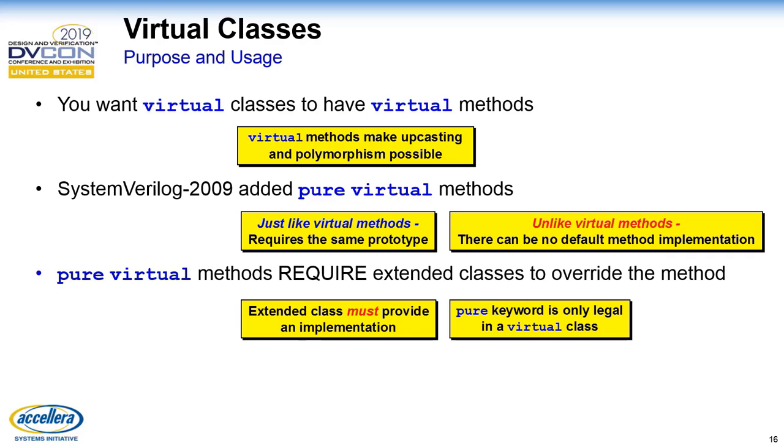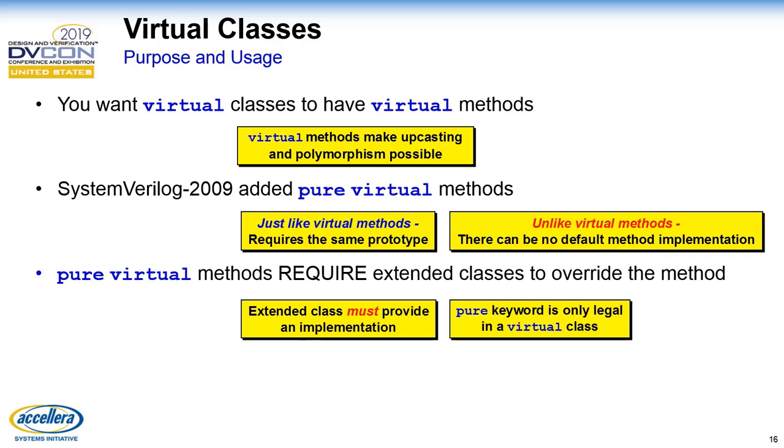SystemVerilog 2009 added pure virtual methods. It's just like a virtual method, but it requires the same prototype. But unlike virtual methods, there can be no default method implementation. It's just a placeholder inside of your virtual class. Pure virtual methods require extended classes to override that method. So the extended class must provide an implementation for anything that was declared as a pure virtual method in the base class.